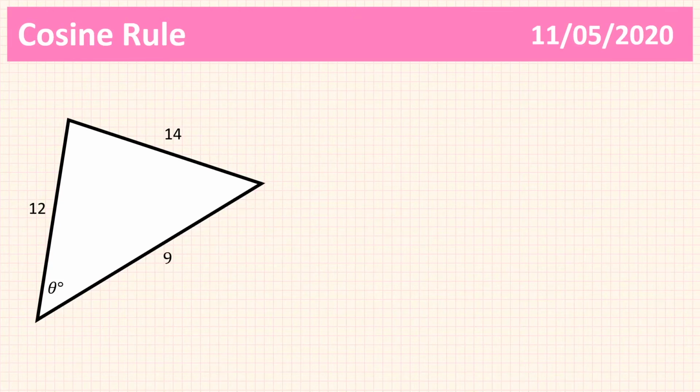Hello and welcome to the 8th video in our Advanced Trigonometry series. I'm Mr. Chowdhury and today we're going to be looking at rearranging the cosine rule to find a missing angle.